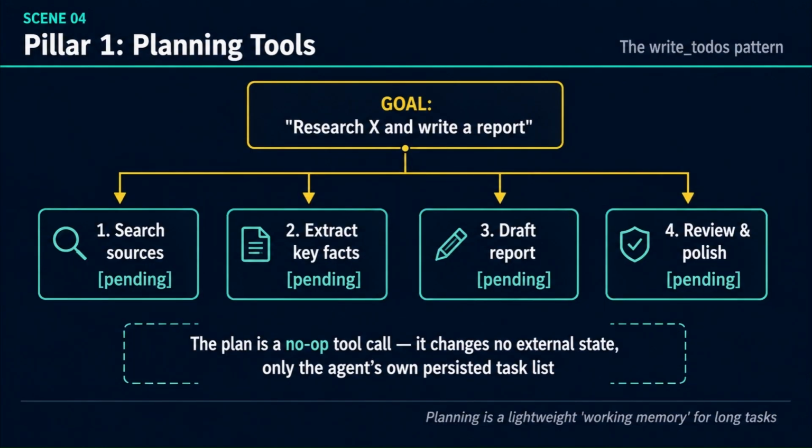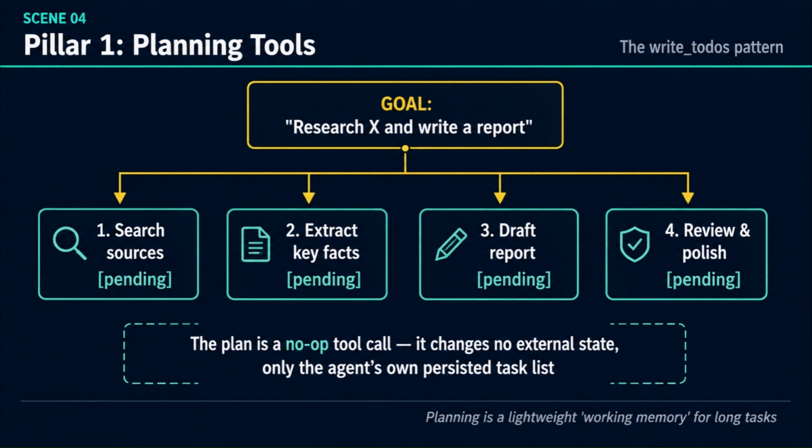Planning is implemented through a deceptively simple mechanism: a tool, commonly called write_todos, that the agent calls to record and update a structured list of tasks. Here's the detail that surprises people the first time they encounter it. This tool is a no-op with respect to the outside world. It doesn't search the web, doesn't call any API, doesn't take any real action whatsoever. Its entire function is to give the agent a persisted representation of its own intentions: what needs doing, in what order, and what state each item is currently in, pending, in progress, or completed. On screen, a goal decomposes into 4 tracked tasks.